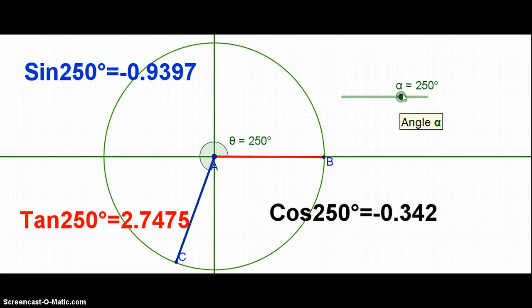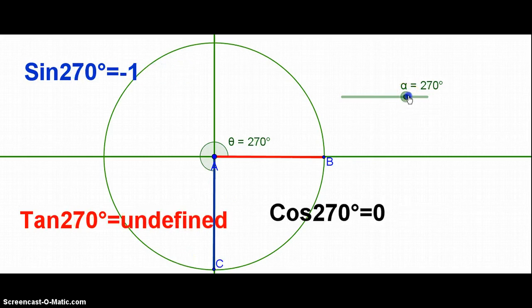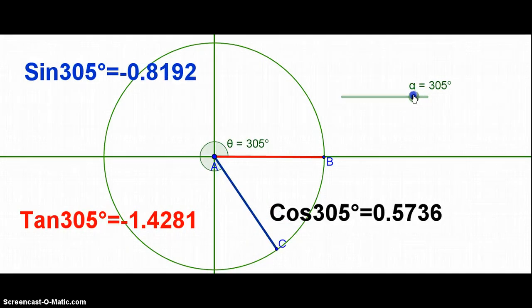So it means that for any value between 180 and 270, you see tan being positive, sine and cos are negative. Now let's go to the final quadrant, like quadrant 4 or the fourth quadrant.